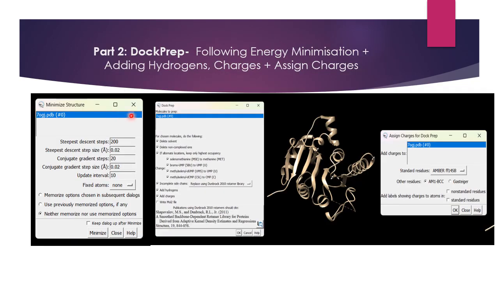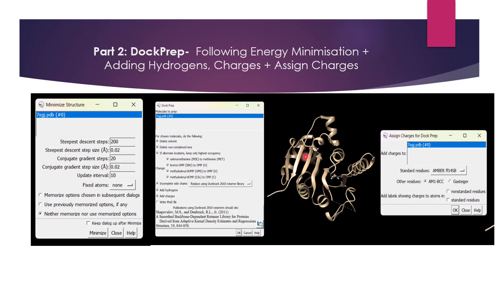Then the second part was to perform the docking following the energy minimization, adding hydrogens and charges, etc. Docking preparation. So I did these preparations. You can see here in the left panel. So these are energy minimization, then the docking preparation, which includes addition of hydrogen and charges, and also the AMBER-based standard residues charges are applied. So this is the basic structure.